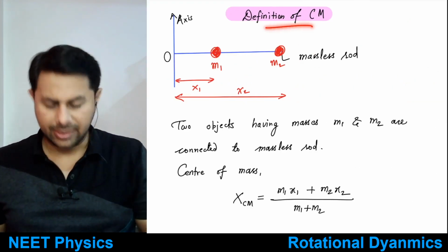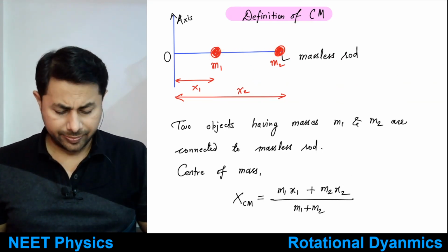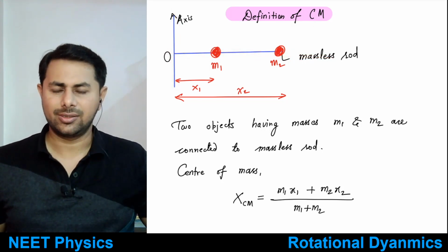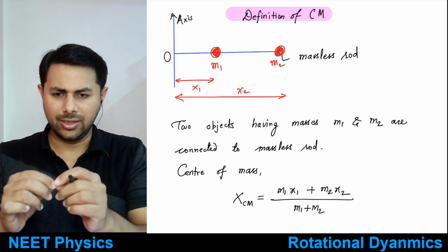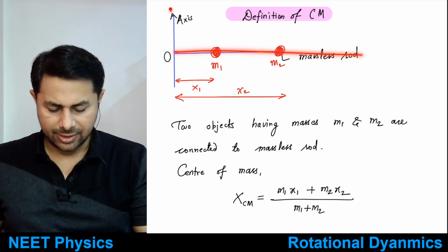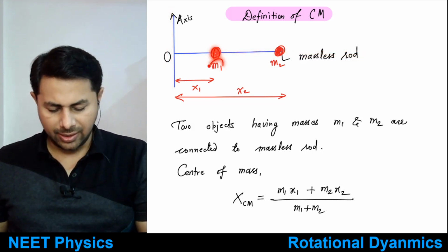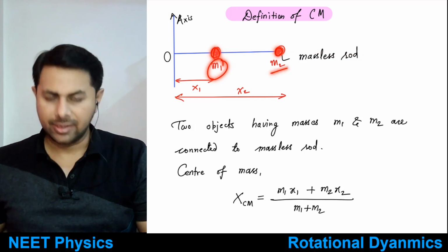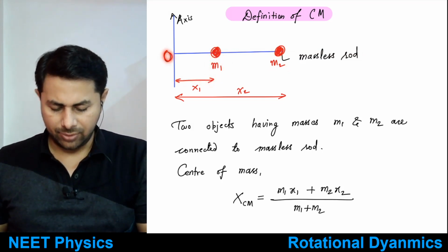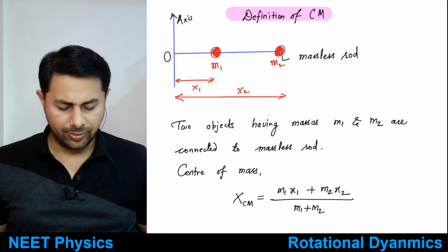So let's define center of mass. Suppose we have two particles just like this, and they are kept on the x-axis. We are going to consider only the distance between them, right? So this is the x-axis, this is the y-axis. Now the mass of the first particle is m1, the mass of the second particle is m2. m1 is kept at some distance x1 from origin O, m2 is kept at some distance x2 from the origin.